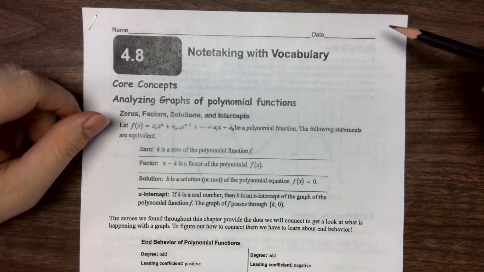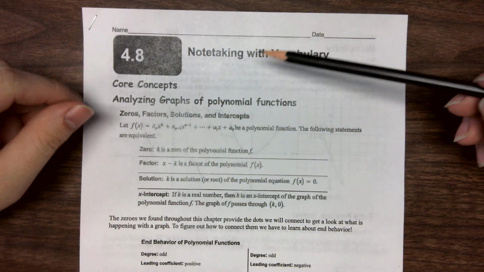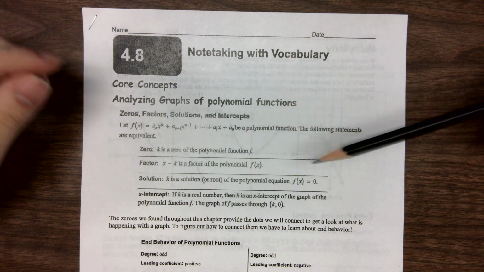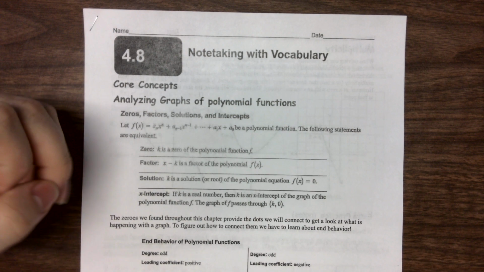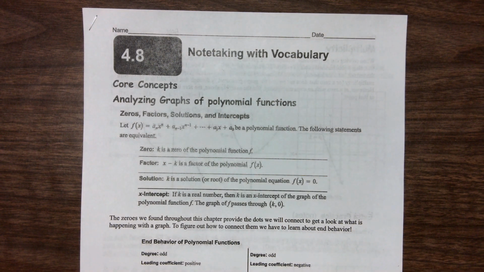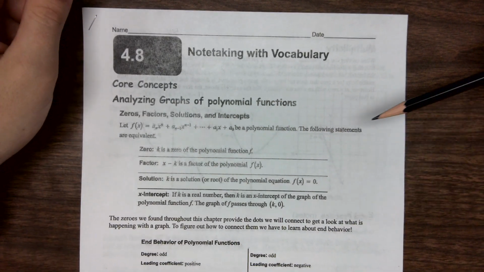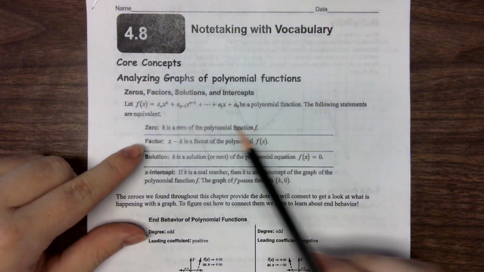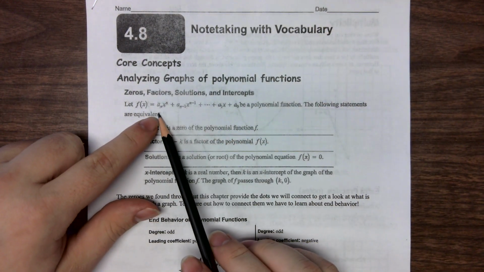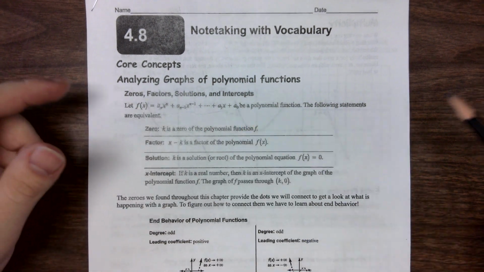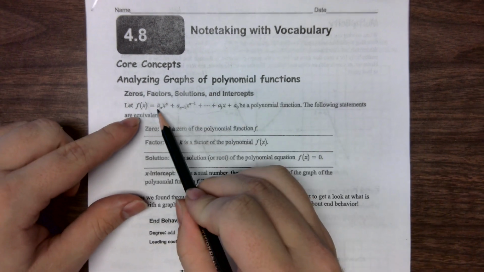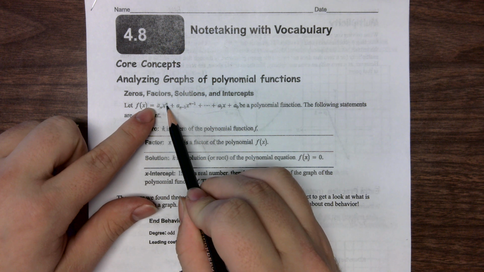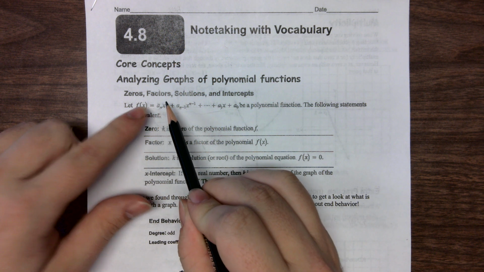In this video, we're going to go over the notes for lesson 4.8. So we're going to analyze graphs of polynomial functions. This first section gives us some basic terminology and parts. It starts off by telling us about the basic form of a polynomial function, starting with some coefficient a times x to the n power. So that's going to be the greatest power of n.